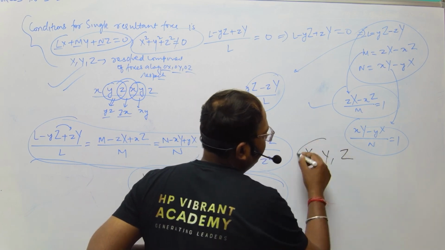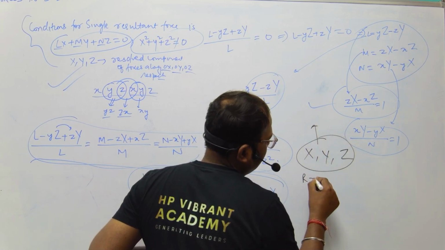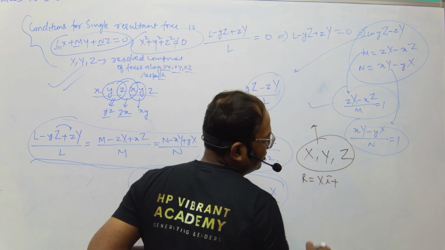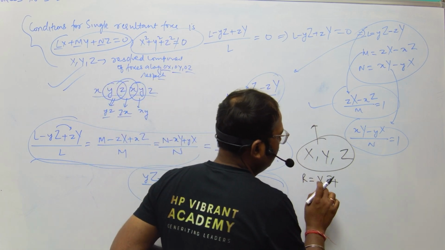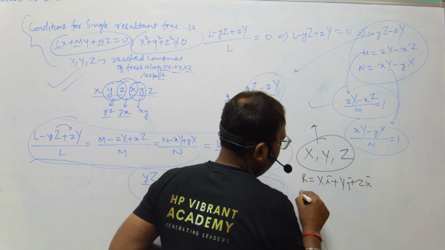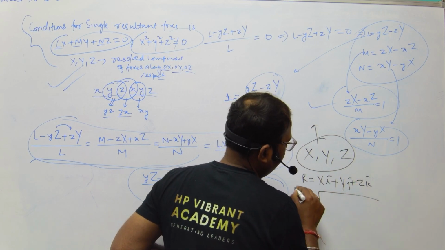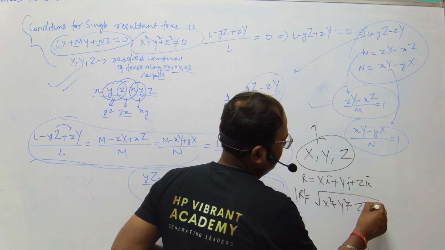These are the component forces along the coordinate axes. So we have the resultant R, because this is resulting in a single resultant force, R is equal to X i cap plus Y j cap plus Z k cap. So the magnitude of R will be equal to the square root of X square plus Y square plus Z square.